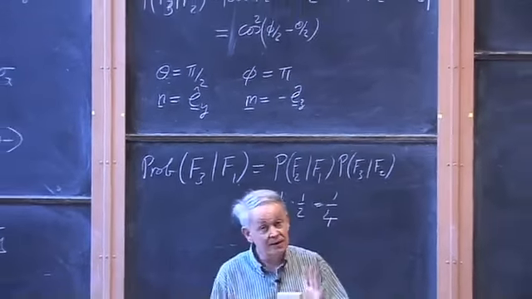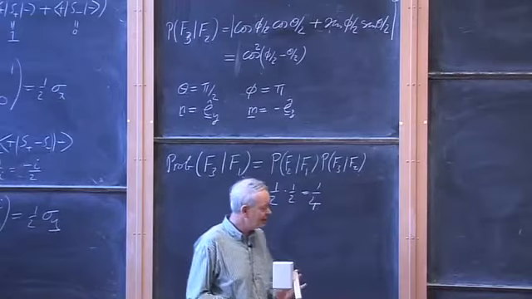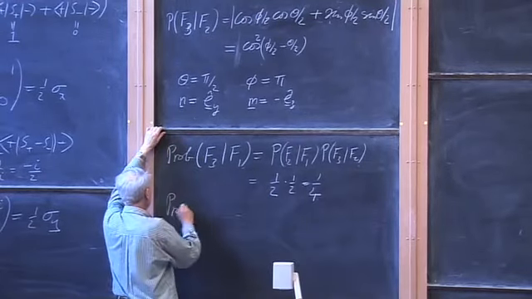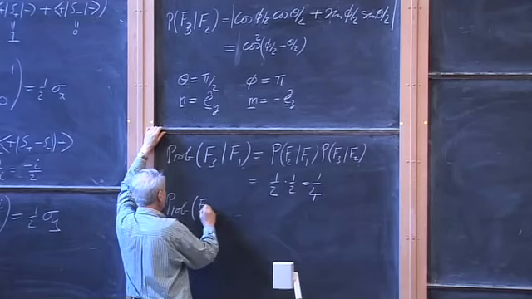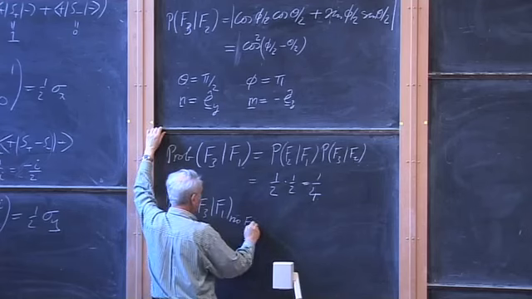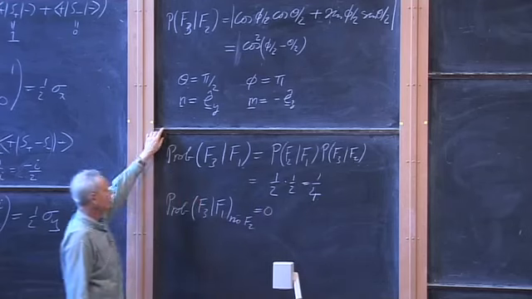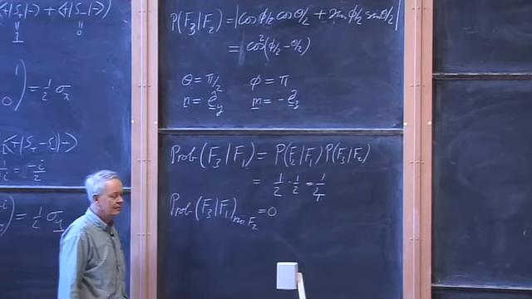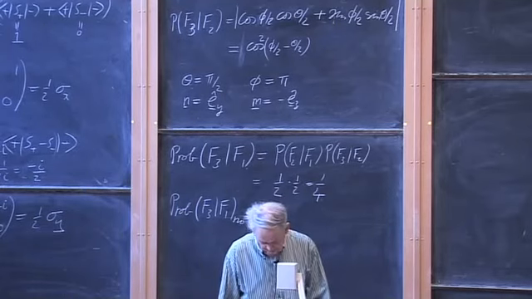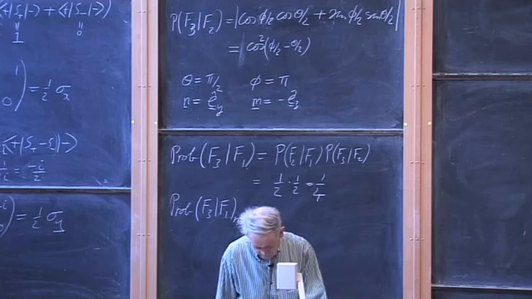It's redirected it. This result is a manifestation of that. The probability of just doing F3 given F1, with no second filter, is 0. So putting in the intermediate filter affects the result, and that's the realignment.